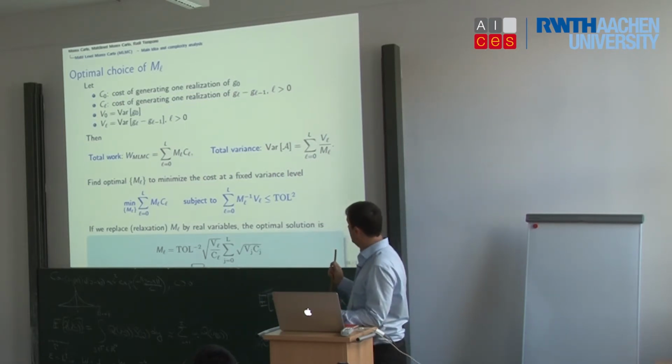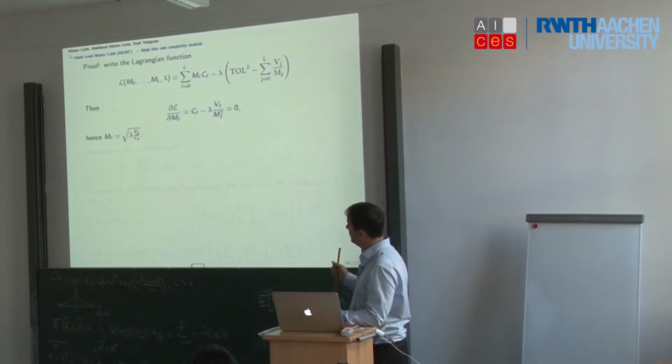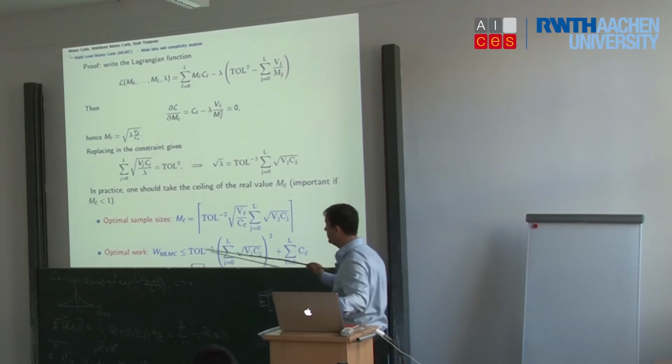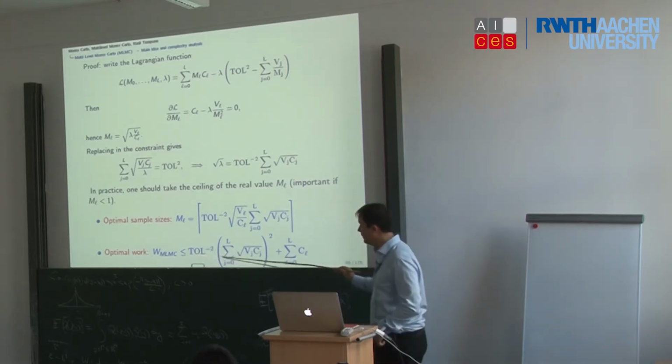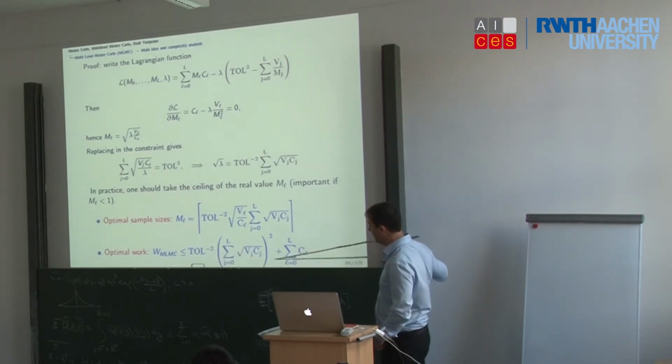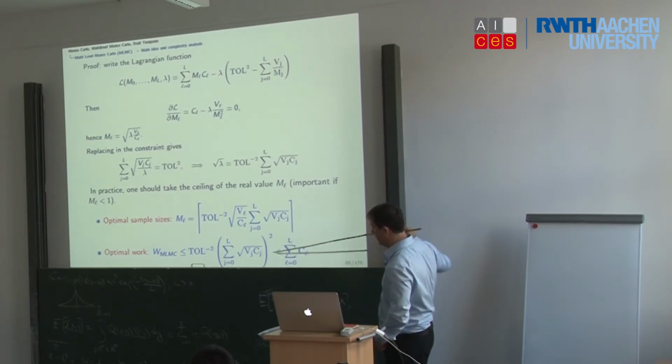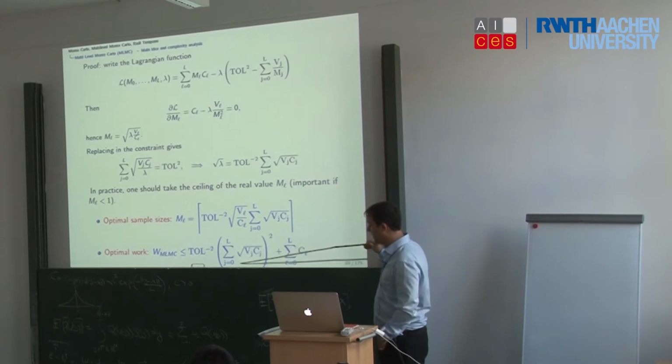All right, so we substitute. We do the same Lagrange multipliers argument, and we substitute into the optimal work, and essentially we get the optimal work to be this: tau to the minus 2 times this sum, and then something that doesn't depend on tau, so we just disregard it.